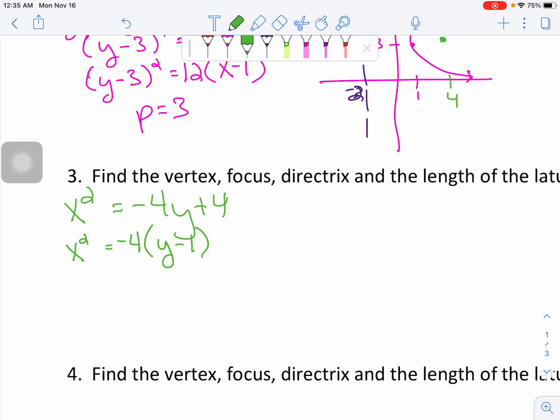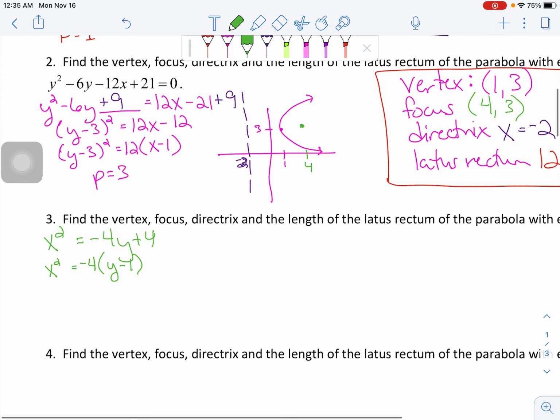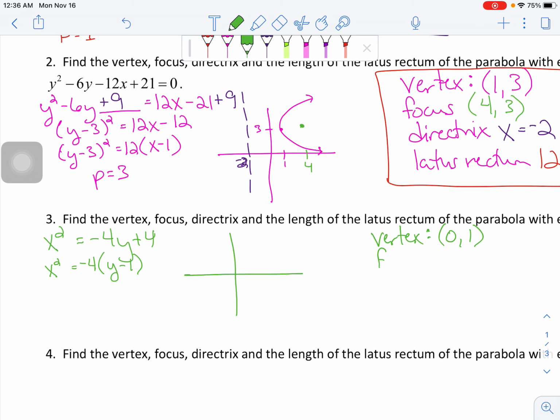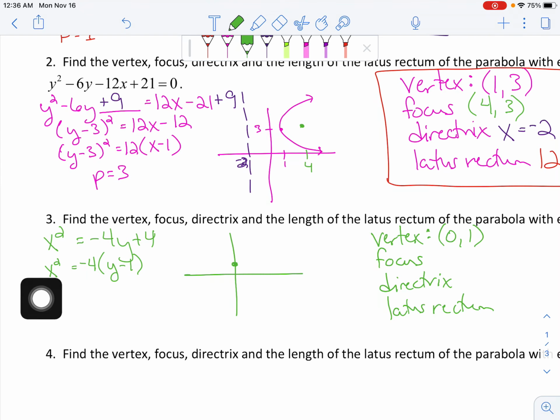All right, so let's see. I'm going to make my little list of things that I need. I need a vertex, which actually I can figure out right now. So 0, 1 is my vertex. Let's see, do a little picture. Actually, let me list out the rest of these things. Focus, directrix, and the length of the latus rectum. There we go. Okay, so I know my vertex is going to be 0, 1. This is x squared, but it's negative, so it's going to be opening down.